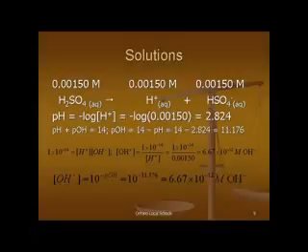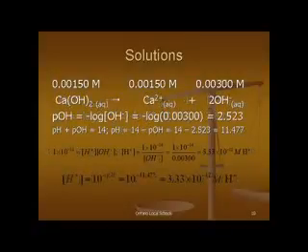pOH of 11.176. I need to find my hydroxide ion concentration. Again, I show you both ways, but the easiest way is to take 10 to the negative pOH. So 10 to the negative 11.176 gives us a concentration of hydroxide ion of 6.67 times 10 to the negative 12th moles per liter hydroxide ion.